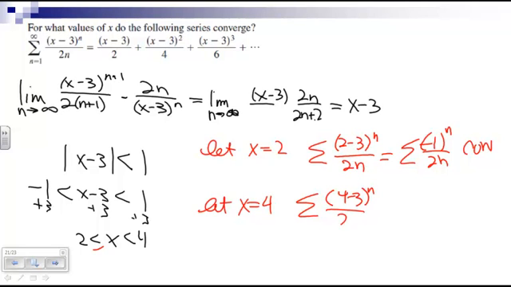But let me get everyone else caught up as well. When I put in the other endpoint, I'm going to end up with the series 1 over 2n. And this is divergent because it is a p series with p equal 1. And so there's our interval of convergence from 2 to 4, including 2, but not including 4. Excellent.